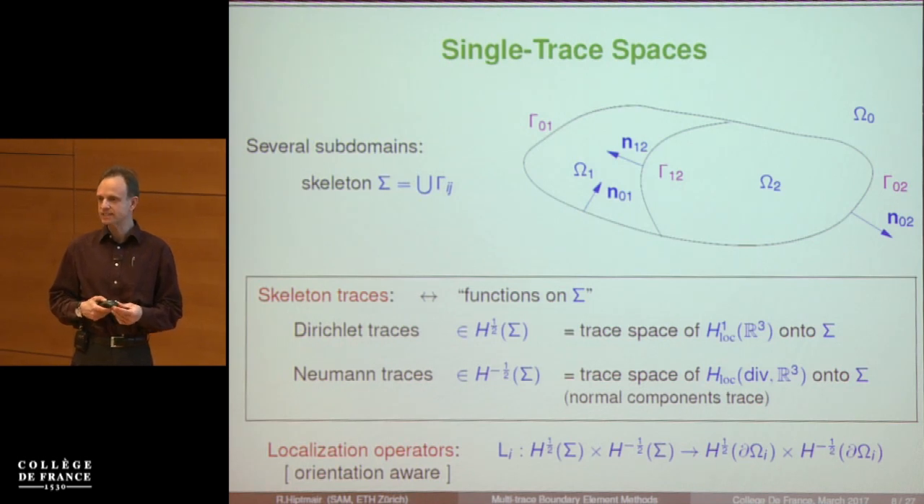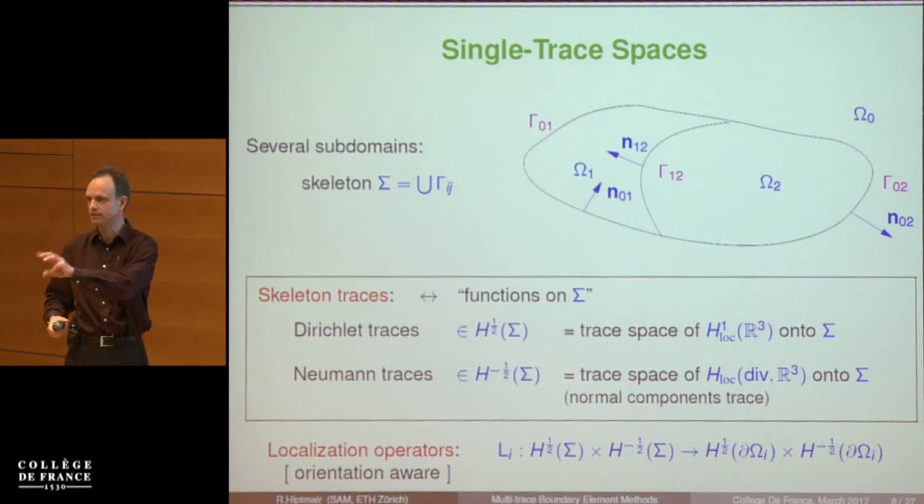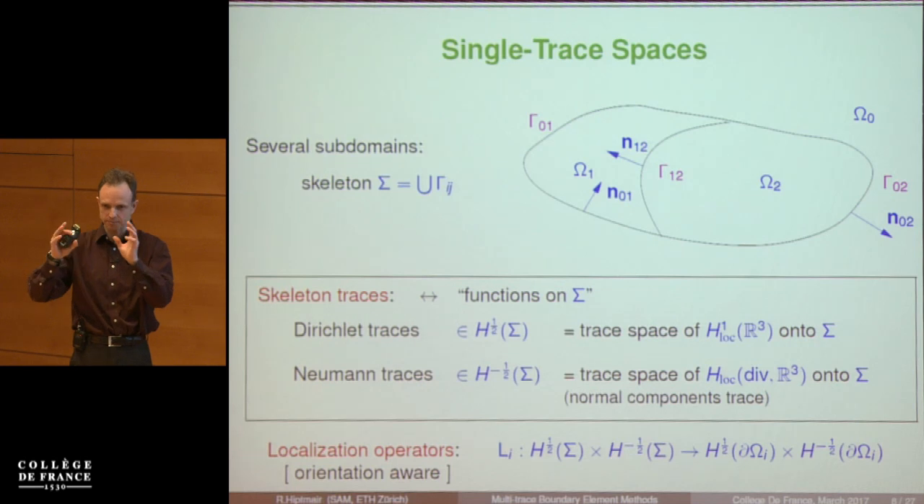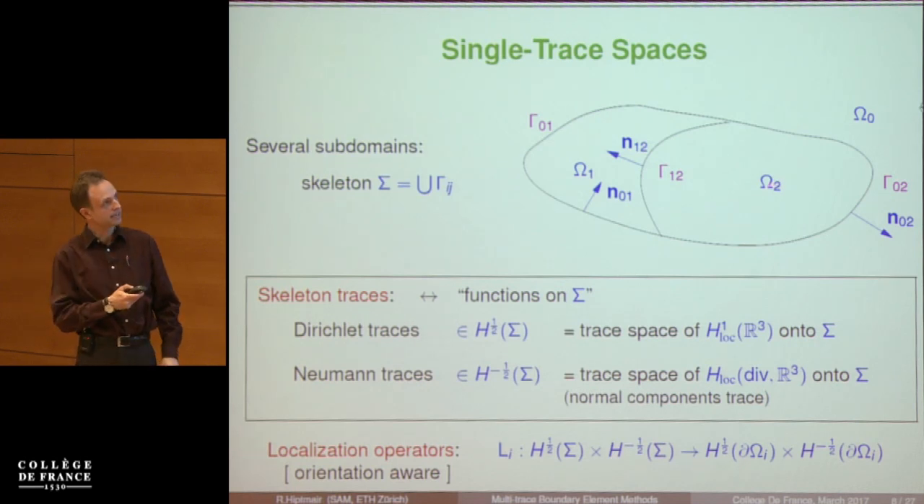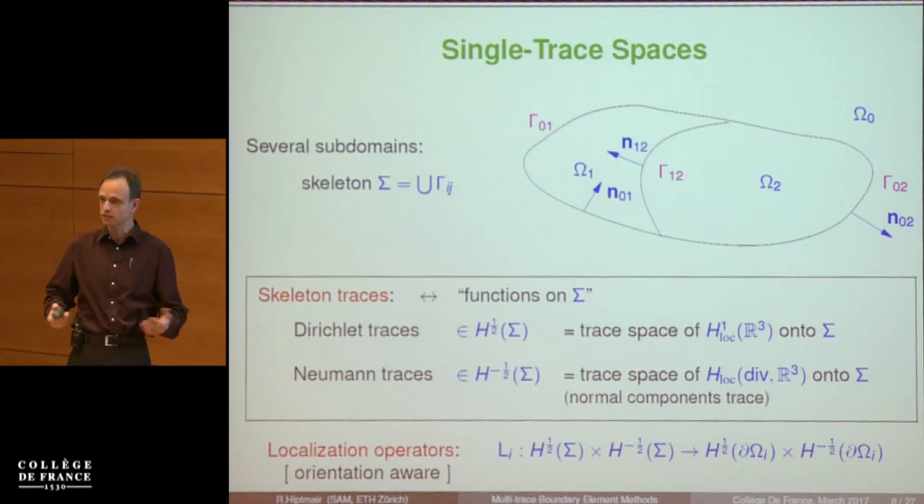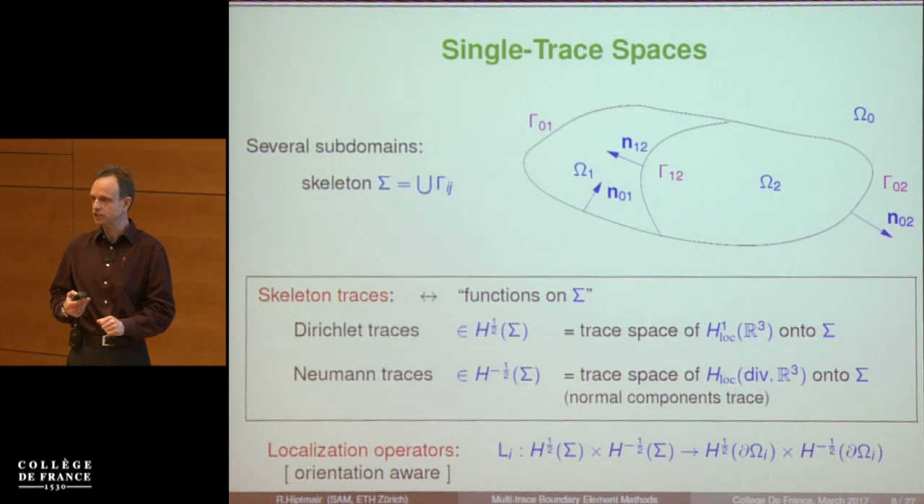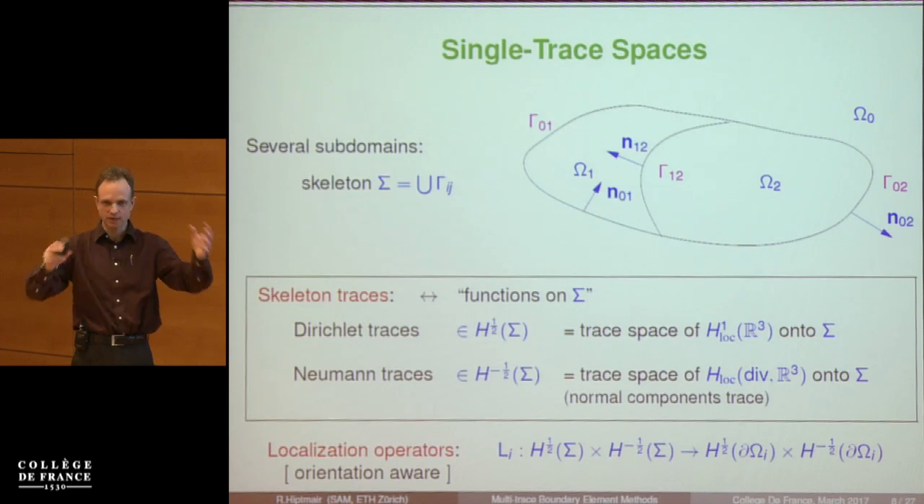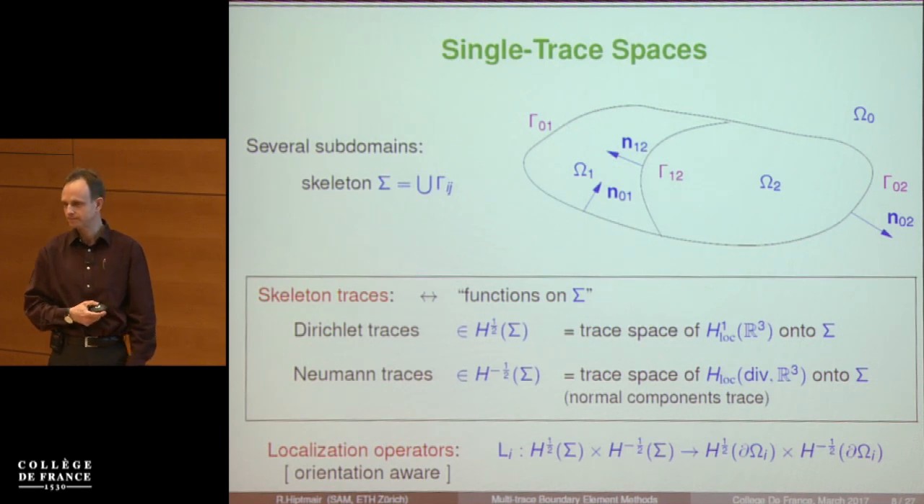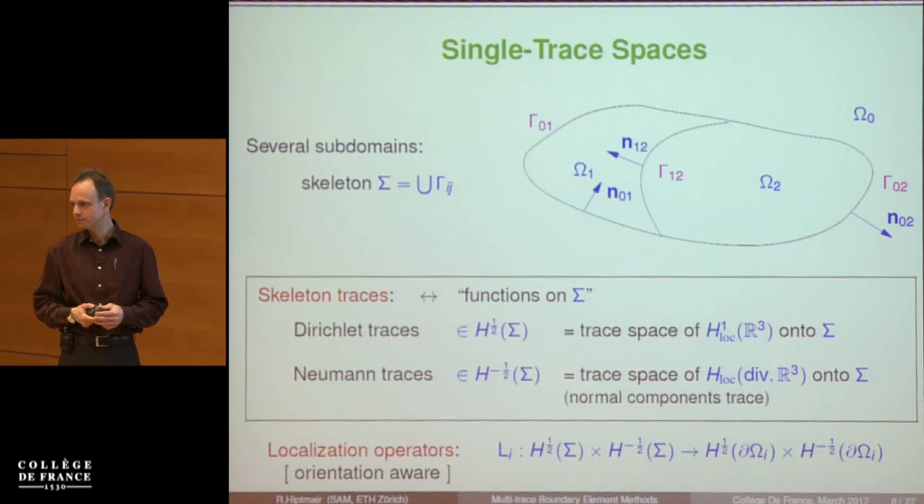What this perspective gives us is a localization method. Since these skeleton traces are closely connected to global functions, you can also consider the trace of the global functions subdomain by subdomain. For instance, take Omega 2, you've got a global H(div) function, so you can consider its trace on the boundary of Omega 2, of course. And this gives us a natural localization operator. So when we have a skeleton trace, we can intermittently switch to this global function, take its local trace, and this gives us a trace function on the boundary. So we have these localization operators. Let's call them L_i.